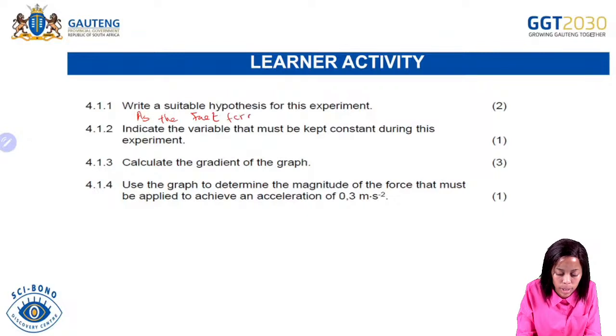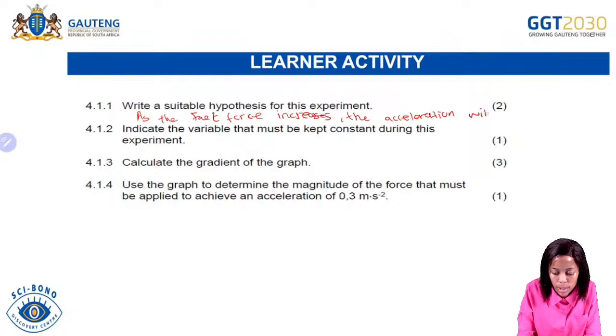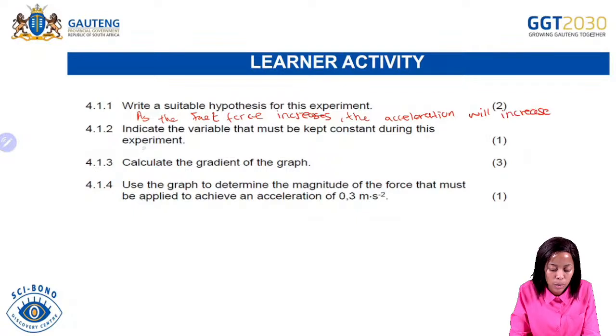Okay, so that would be our answer for the first one, to say that as the net force increases, the acceleration will increase. Or we can also say that F net is directly proportional to the acceleration. Now 4.1.2 says you must indicate the variable that must be kept constant during this experiment.